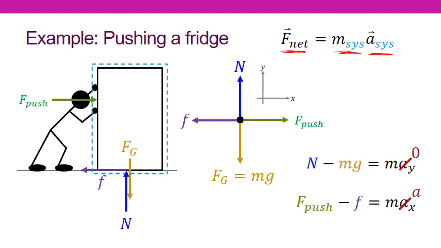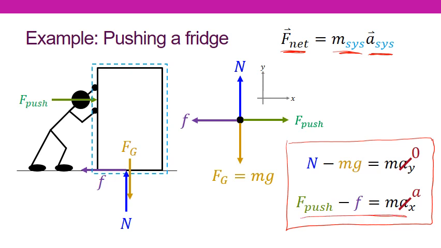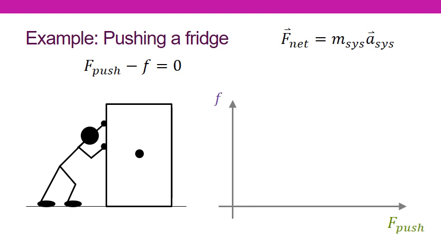So we have these expressions of Newton's second law for our system that tell us about the forces and the accelerations on our system. I'm going to ignore the vertical one and just stick with the horizontal one and look at what happens when I change my pushing force. So here you can see our expression of Newton's second law for my horizontal direction. And I've got a graph of the force of friction versus the pushing force.